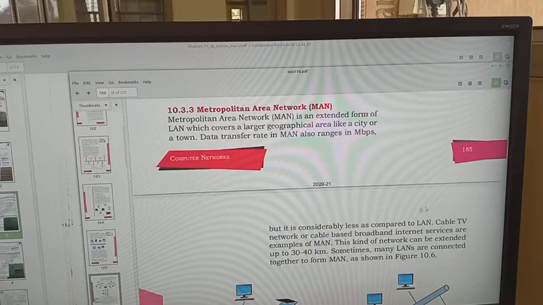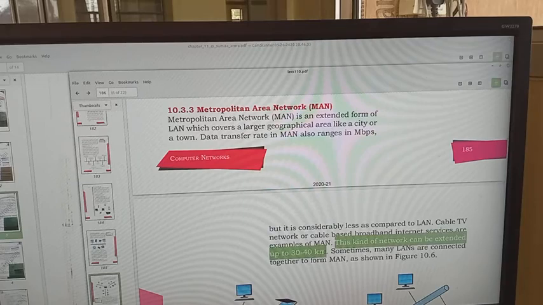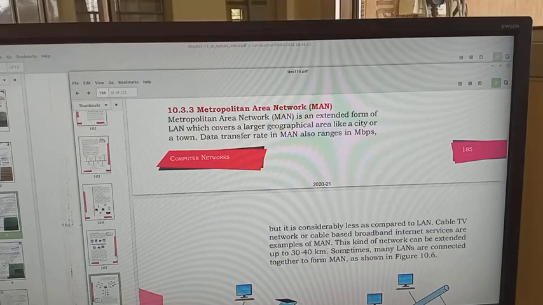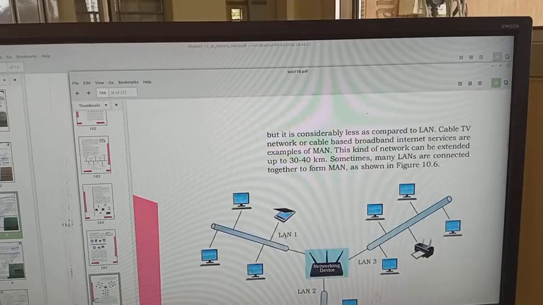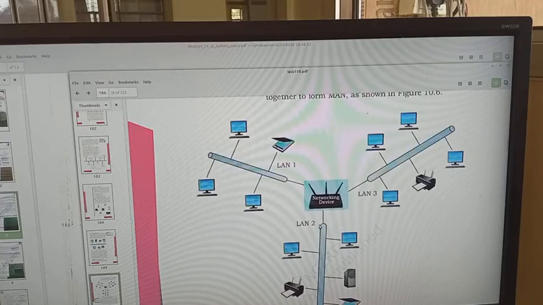Where is it used? Cable TV networks and cable based broadband internet services are examples of MAN, metropolitan area network. This kind of network can be extended up to 30 to 40 kilometers, an important point. LAN is only up to 1 kilometer, MAN is up to 30 to 40 kilometers. We can create a MAN with connected LANs. Many LANs are connected together to form a MAN. Look at that, this is LAN 1, LAN 2, LAN 3, all fully connected together to make a metropolitan area network.